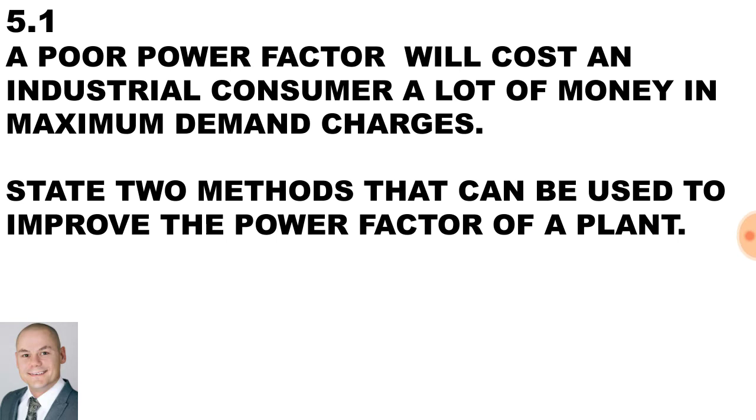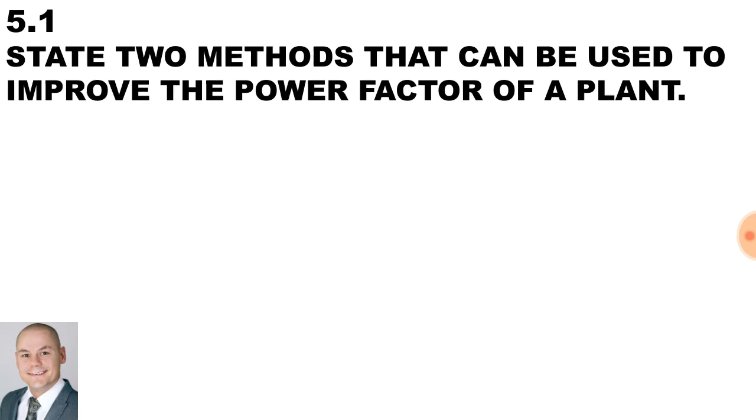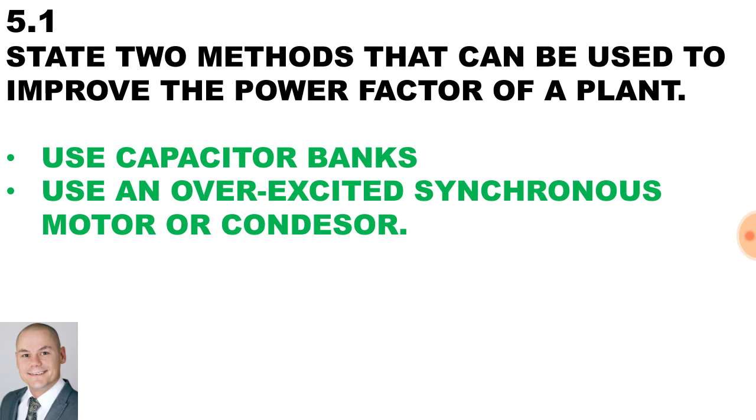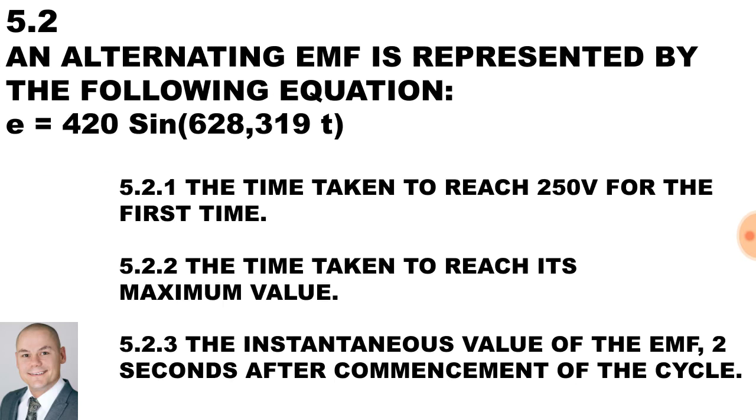Question 5.1, which is all about AC power. A poor power factor will cost an industrial consumer a lot of money in maximum demand charges. State two methods that can be used to improve the power factor of a plant. Now, we as consumers want a high power factor. So how do we improve power factor? We can use capacitor banks and use an overexcited synchronous motor or condensers.